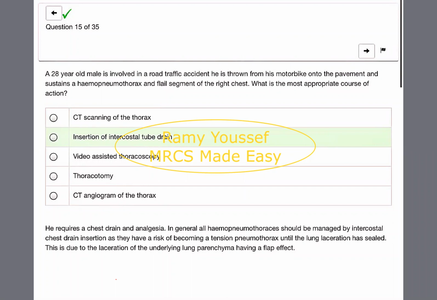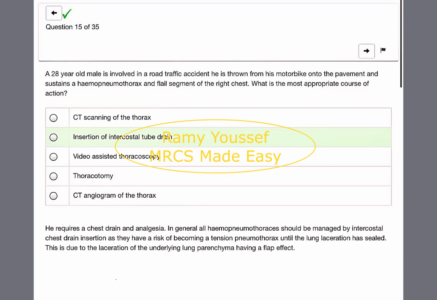Sometimes you are at the scene or in a place where you don't have a tube, and you want to do an emergency procedure, so you put in a wide bore cannula in the second intercostal space. Anyone has a different answer?